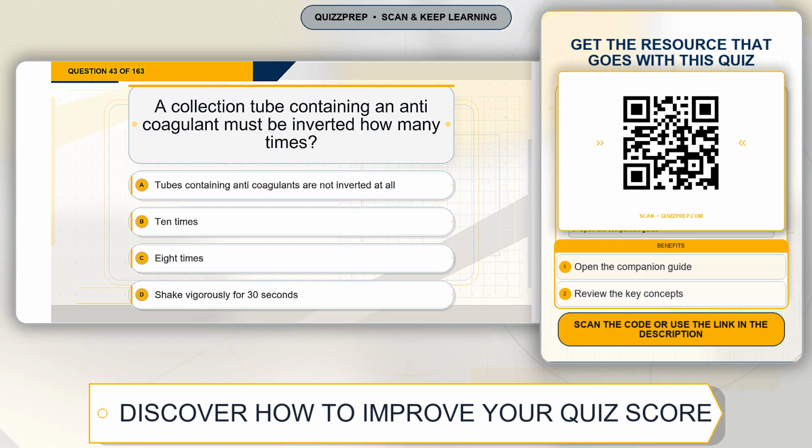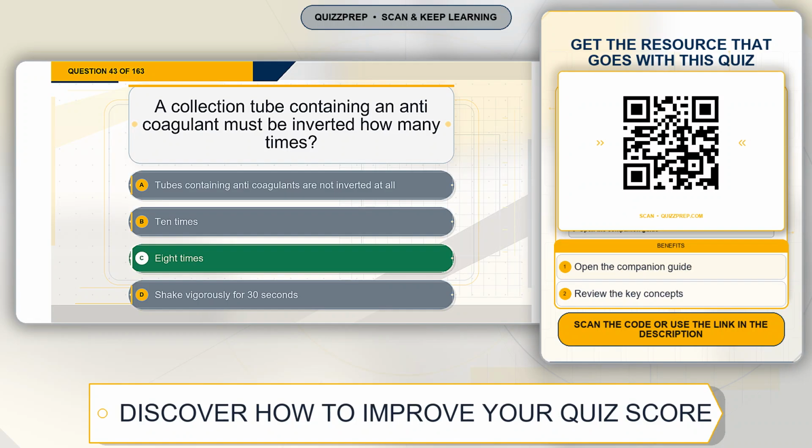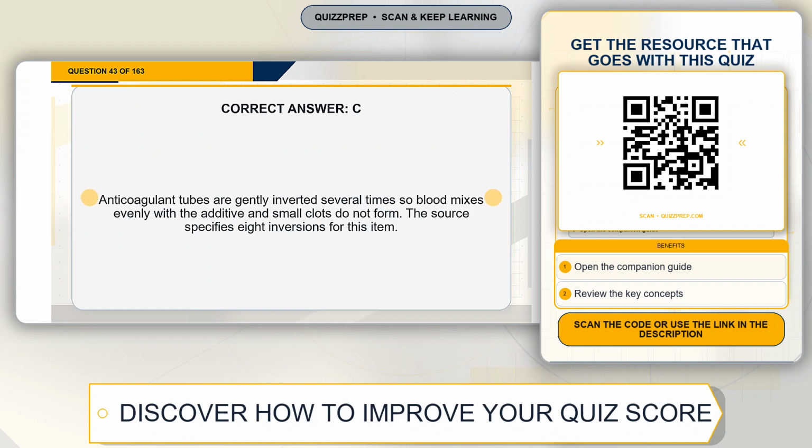Question 43. A collection tube containing an anticoagulant must be inverted how many times? Option A. Tubes containing anticoagulants are not inverted at all. Option B. 10 times. Option C. 8 times. Option D. Shake vigorously for 30 seconds. The correct answer is option C. 8 times. Explanation. Anticoagulant tubes are gently inverted several times so blood mixes evenly with the additive and small clots do not form. The source specifies 8 inversions for this item.